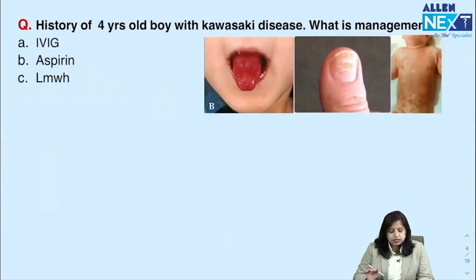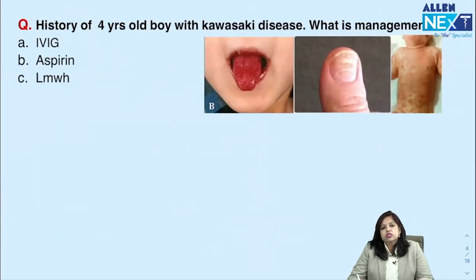Then let us move on to the next question, and that is the history of a 4-year-old boy with Kawasaki disease. What is the management? Of course, they have given the snapshots, the pictures of the cardinal features of Kawasaki disease. One is your strawberry tongue, the other is the Beau's lines, which are usually seen during convalescence in Kawasaki disease, and third is the pleomorphic or polymorphic rash seen in Kawasaki disease.